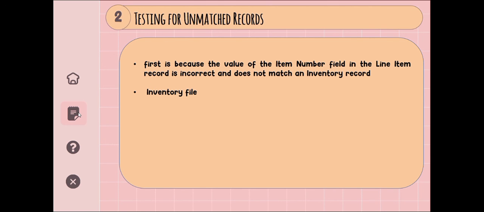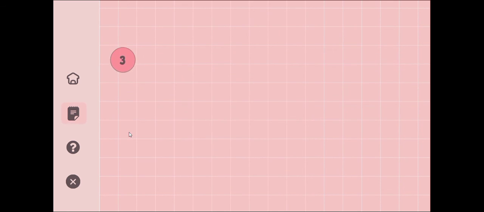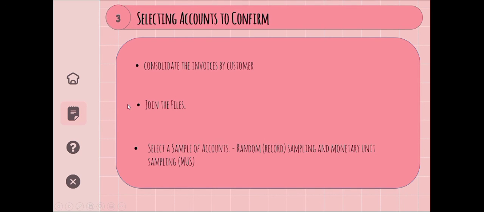The next is testing the existence assertion. It involves three things: selecting accounts to confirm, preparing confirmation requests, and evaluating and controlling responses. Selecting accounts to confirm involves consolidating the invoices by customer, joining the files using ACL's feature, and selecting a sample of accounts, which has two methods, the random and the monetary unit sampling.